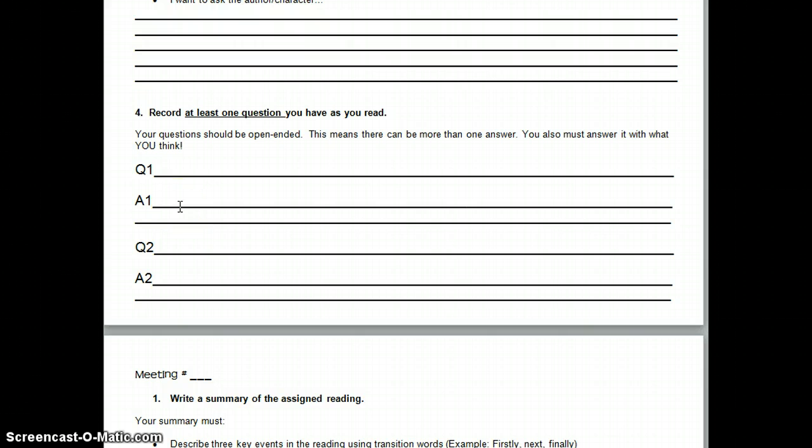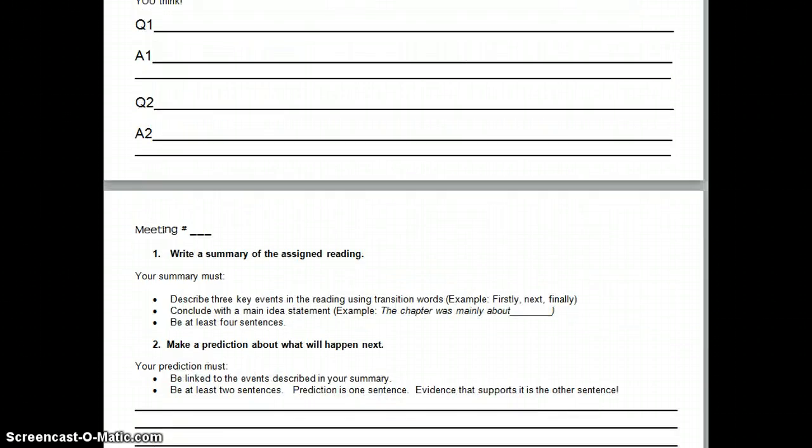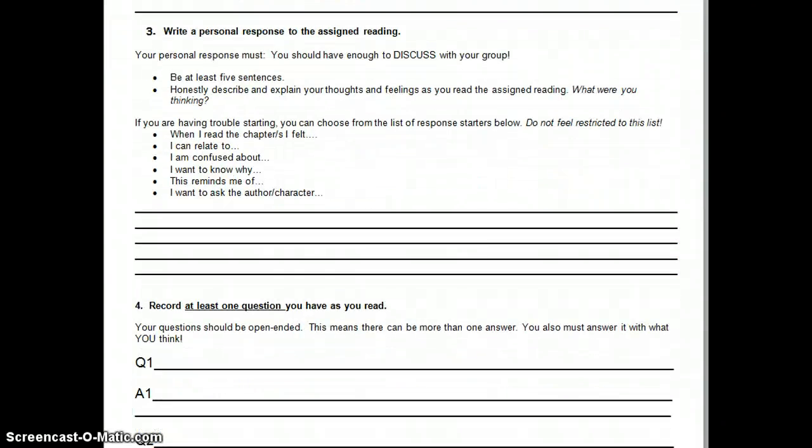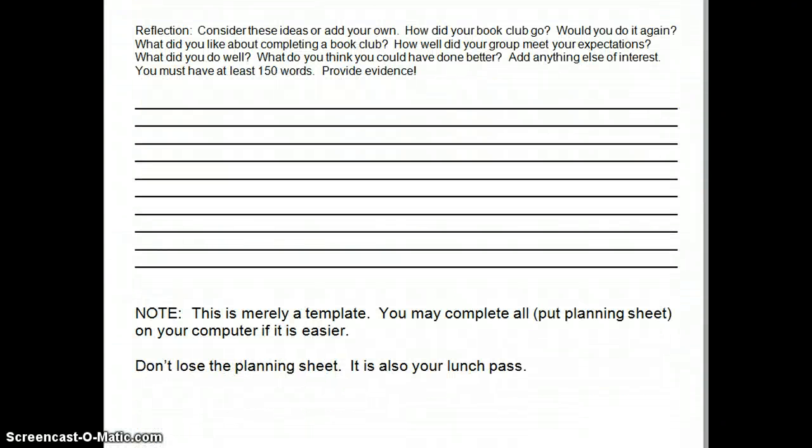You also have to answer what you think. I know I say this 100 times a week, and yet I still get kids that won't answer. There's not always a right or wrong answer. It's just, what do you think happens? And then provide evidence to support it. You'll notice the answer has 2 lines, the question only has 1, so I expect you to have more in the answer section. Okay, so I'm going to scroll down because these are all the same for each individual meeting you have. And then finally, consider these ideas or add your own, meaning all of these questions do not necessarily have to be answered. Think of the ones that you want to talk about and then create a nice paragraph.